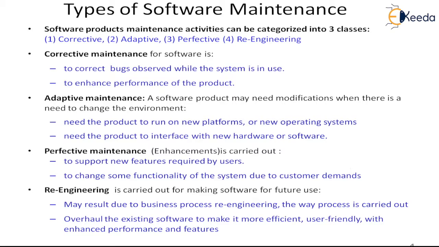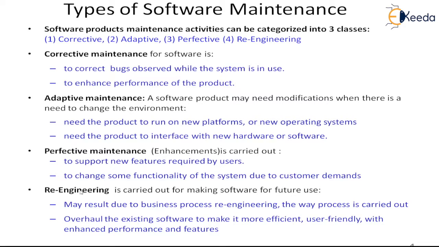So that is called perfective maintenance, because we are not adapting to a platform. It is not a defect, but it is something the customer says: I will live with this software. I like this software, but my method of working has changed. So I need new features. I need some changes to adapt to my own operations. So that is called perfective maintenance.